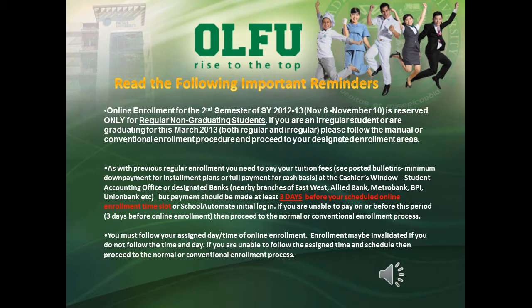Remember, as with previous enrollment procedures, students enrolling online using SchoolAutomate must pay the minimum down payment first. Students may pay at the cashier's window, at the student accounting office, or at designated banks. Payment must be made at least 3 days before your scheduled enrollment slot or before accessing SchoolAutomate for the first time. Remember, students must follow the assigned date and time of online enrollment.